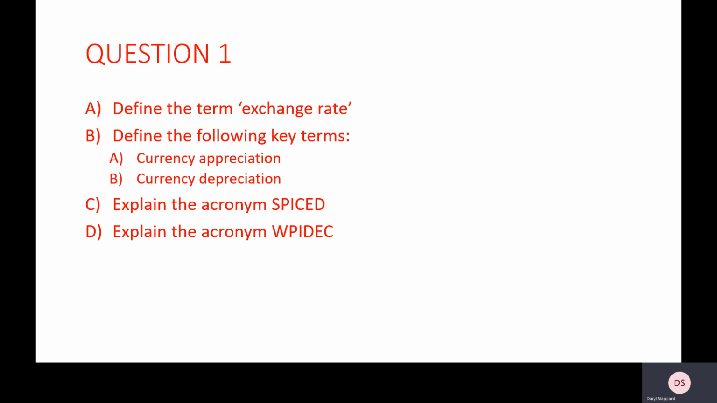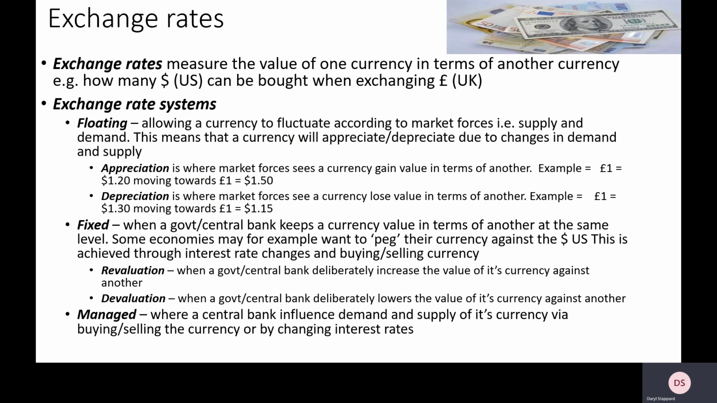And then think about what these acronyms SPICE and WIPIDEC actually mean. Think about how changes in currency value will impact on trade performance and therefore economic growth. Right, so hit pause, put down your answers, and when you're happy, please hit play.